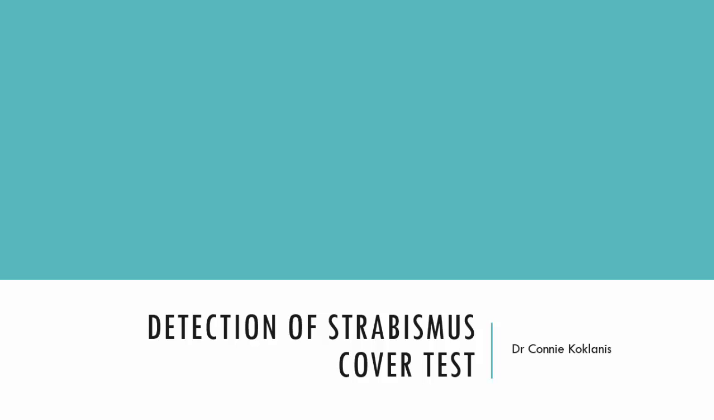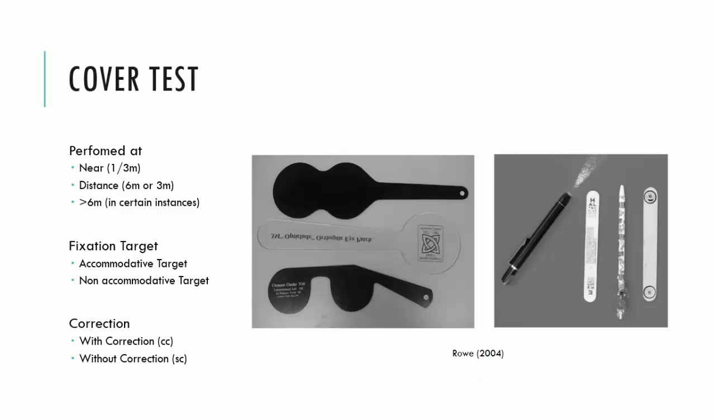So the cover test is far more comprehensive than observing a patient simply or having a look at a patient's corneal reflection. You need to use the definitive test of detecting strabismus, which is the cover test, which then confirms your observation and confirms what you saw on corneal reflection. Now, when we perform the cover test, we do so at a variety of distances. And standardly, we'll do this at near, at 1/3 of a metre, and at distance at 6 metres.